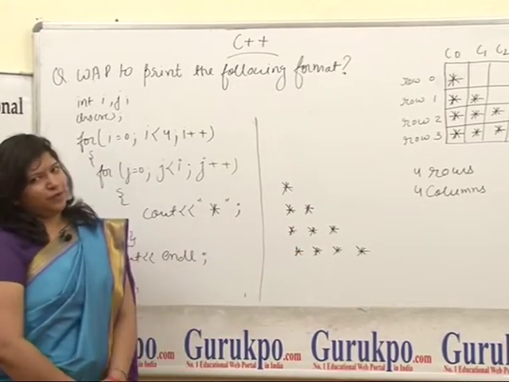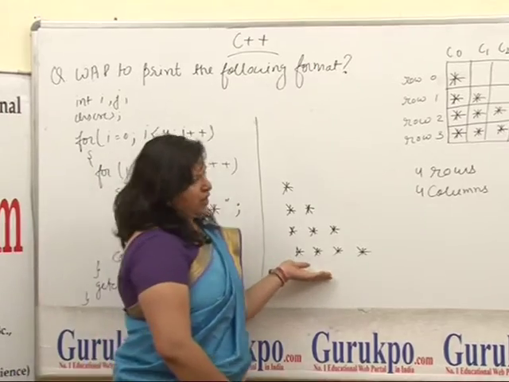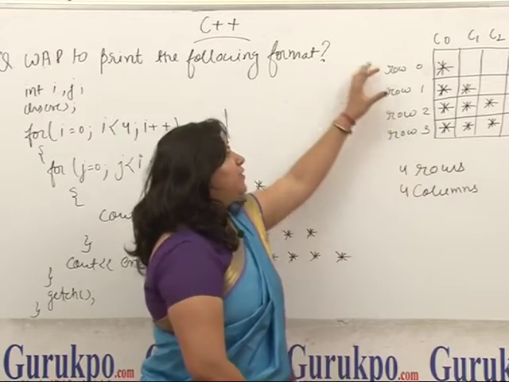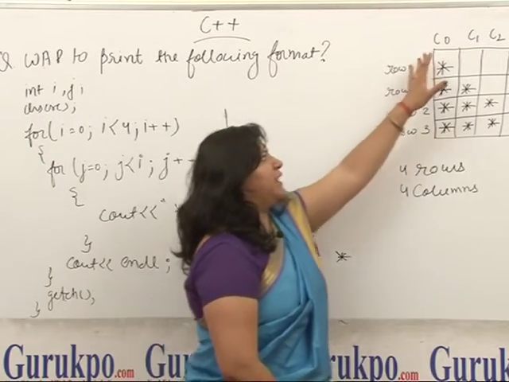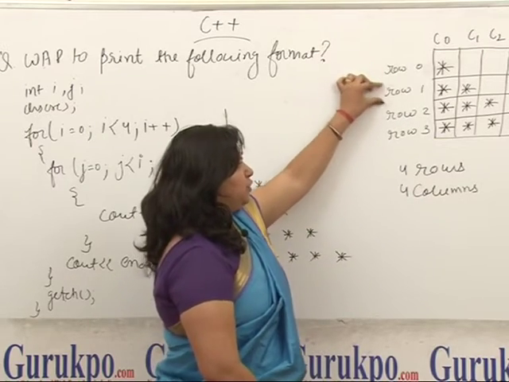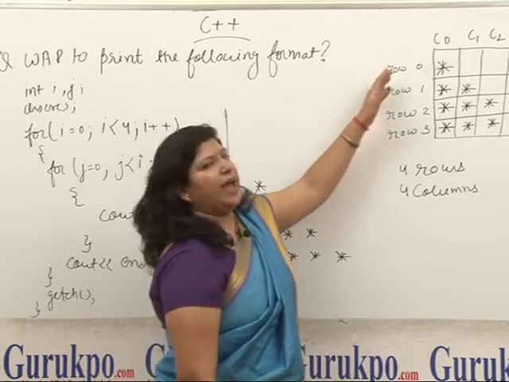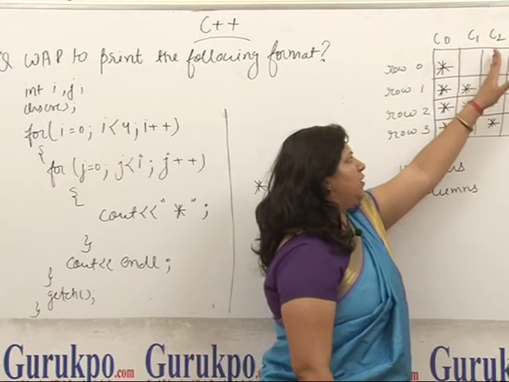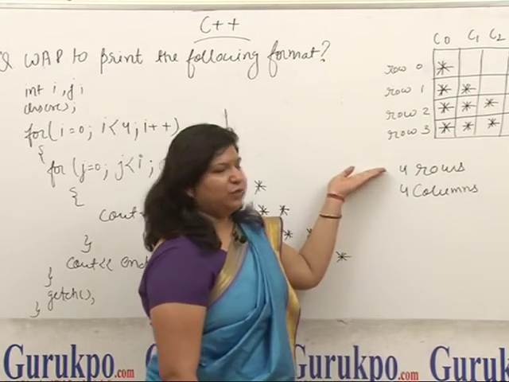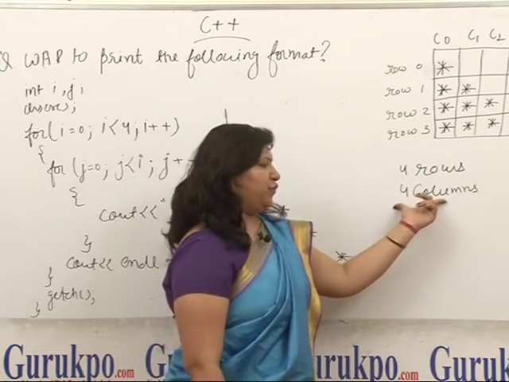First of all, for our convenience and for our betterment, we will convert this format into a tabular format so that we can find out the total number of rows and the total number of columns. As you can see, in this format we have row 0, row 1, row 2 and row 3, and in the columns we have column 0, column 1, column 2 and column 3. So we can conclude that there are 4 rows and 4 columns.